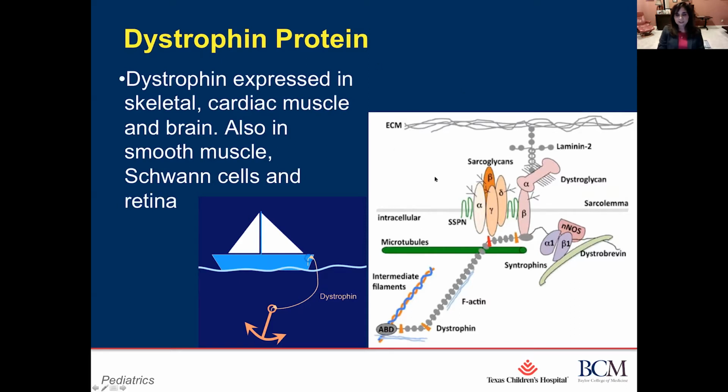So as I mentioned, dystrophin is one of the structural proteins. It's like a shock absorber for muscles. It prevents injuries to the cell membrane along with other structural proteins. If you consider dystrophin as a rope which connects the anchor, which is the cytoskeleton, the skeleton of the muscle fiber, to the extracellular matrix, that's how the boat, which is the muscle, can function.